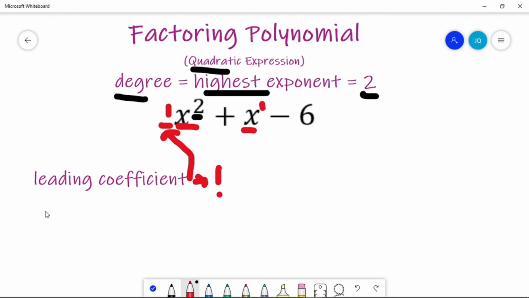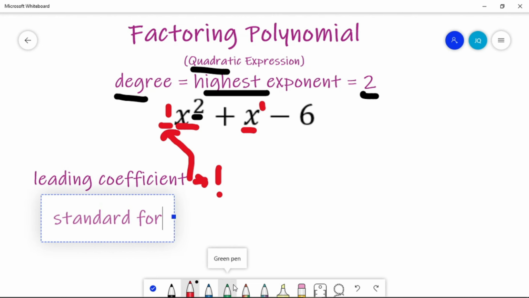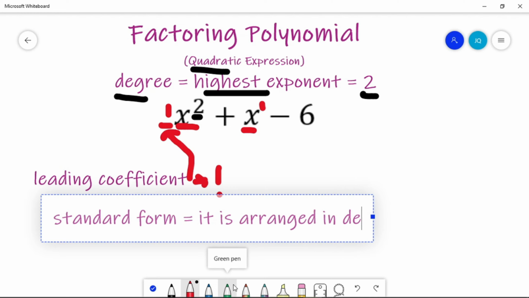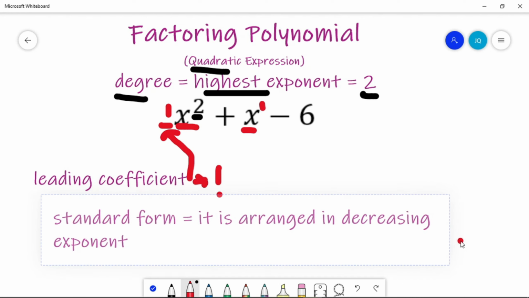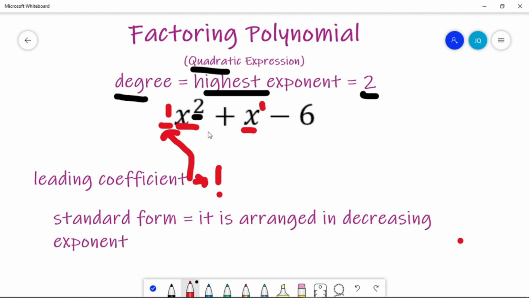Aside from that, make sure that the quadratic expression is already in standard form. When we say standard form, it is arranged in decreasing exponent. Meaning the highest exponent will be written first, then down to the next highest, and so on and so forth. Okay, so now let's continue.